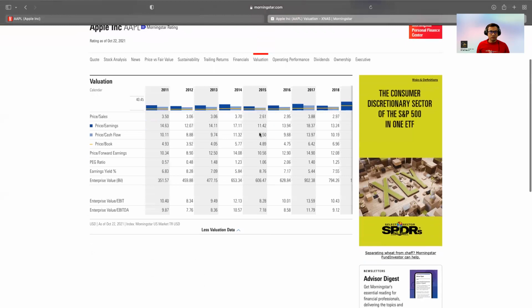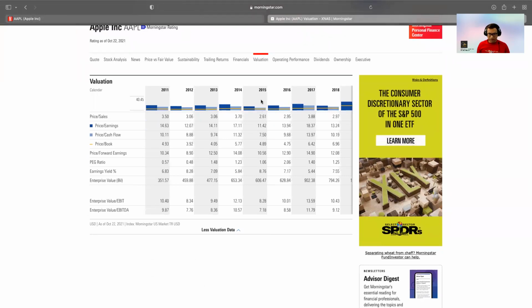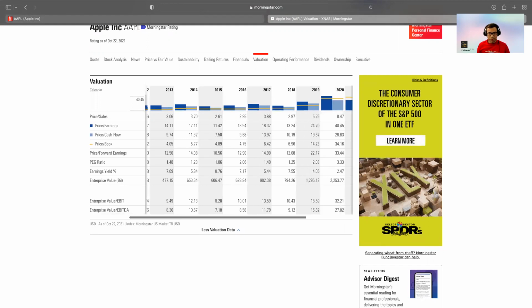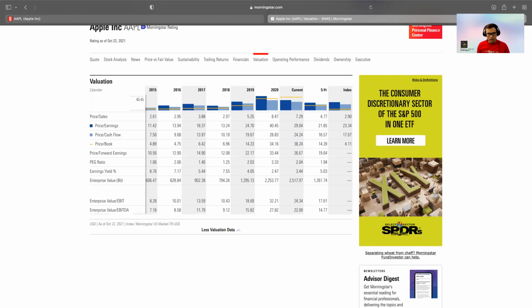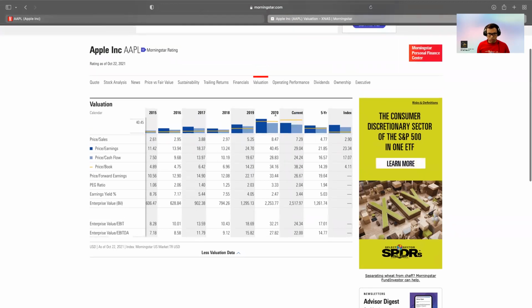Yes, this is the valuation breakdown of the last 10 years of data, which is 2011 all the way to 2021. So we have a 5 years annualized average, and this is the index. Basically, we can compare the current, which is 2021, to the 5 years average and to the index, to see whether they are higher or not.